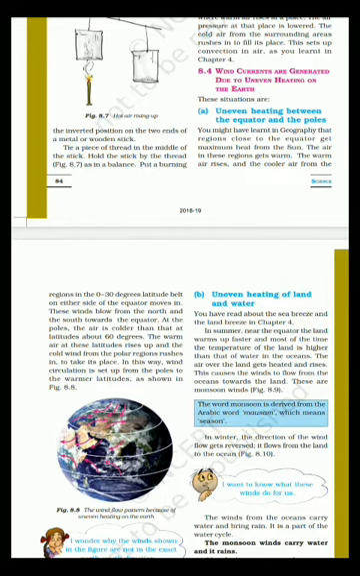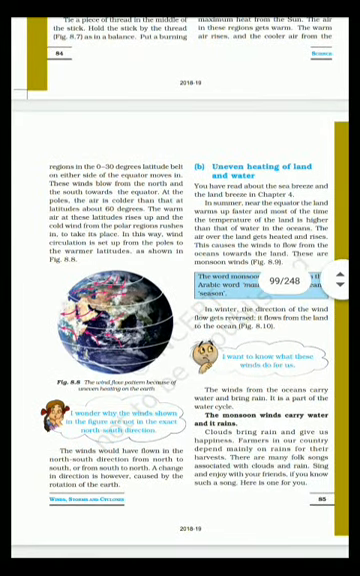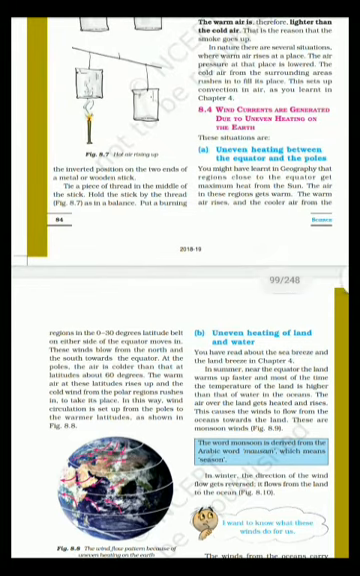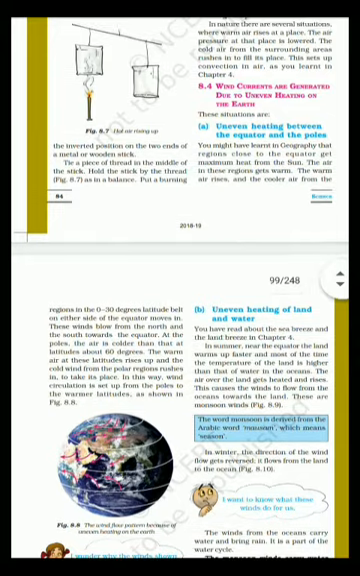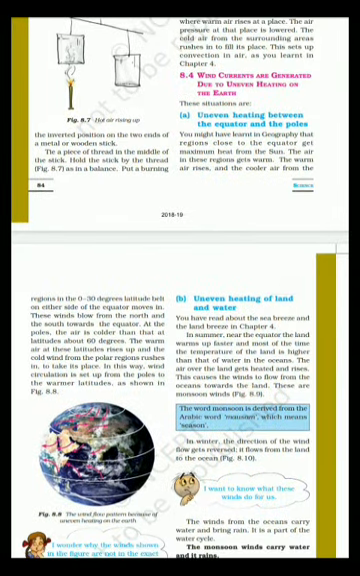Next, wind currents are generated due to uneven heating on the earth. These situations are uneven heating between the equator and the poles, and uneven heating of land and water. Thus, the wind currents are generated.